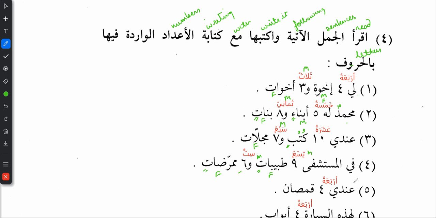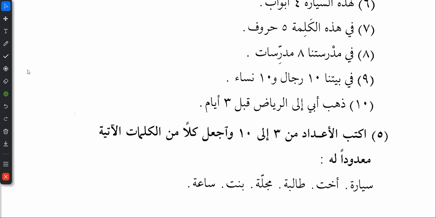عندي 4 قمصان. قمصان is a plural of قميص. قميص is male, قميص means shirt, so the number will be in feminine. This will be male, so this is feminine. لهذه السيارة 4 أبواب. أبواب means doors, so the plural, go back to the singular, it's bab, so it's male, right? So the number will be female. أربعة. So this is how you should write the names of the numbers. Now we do the rest of the numbers here.